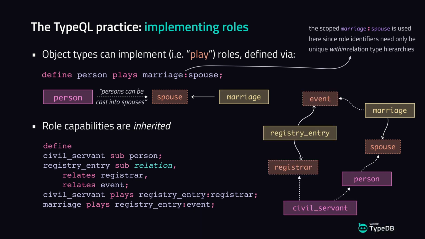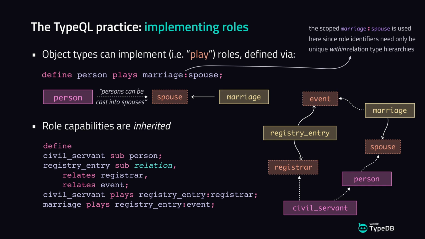So we define a subtype of person, civil servants. We define a new relation of registry entries. That relation has two dependencies. It depends on the role of events and depends on the role of registrars. So in other words, a registry entry needs to be instantiated with an event that is being registered and the registrar that is registering that event. And we also define in the define clause that marriage implements the event role, it plays the event role, and civil servant plays the role of being a registrar.